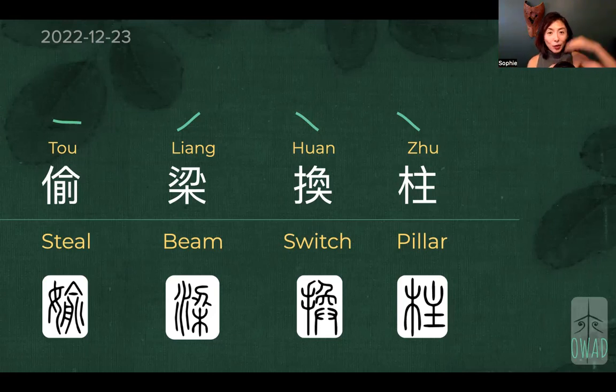Makes sense, right? So now we have the beam, we have the pillar. The main arch or the horizontal roof log is the beam, and then the vertical, the main holder of the beam. So we have 梁 and 柱. Then we have 偷 and 换. We often say 偷换概念. So 偷换 is often paired together in contemporary Chinese as well.